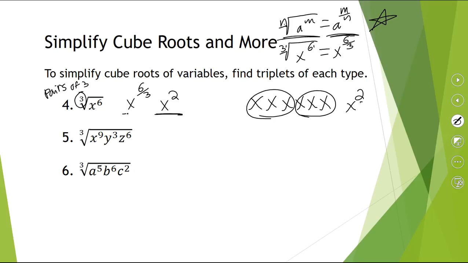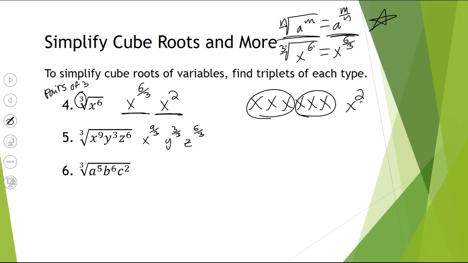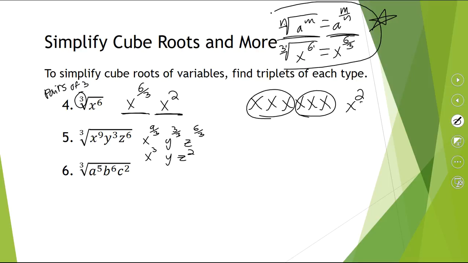If you use the exponent form, like we did in number 4, this would be x to the 9 over 3, y to the 3 over 3, and z to the 6 over 3. But, of course, all of those can reduce. This would just be x to the 3rd, y to the 1st, and z to the 2nd. So that's if you use the rule outlined here, kind of like I did in number 4.